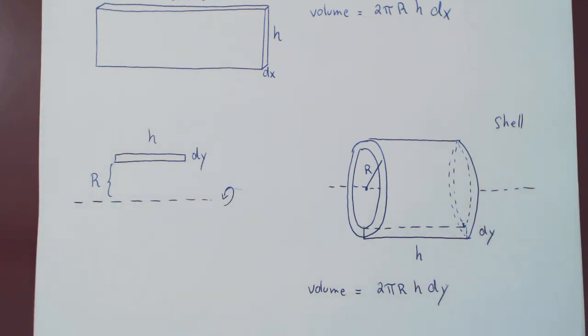So with those three cases, with a disk, a washer, and a shell, we can now find the volume of solids of revolution that are much more complex than simple rectangular regions.